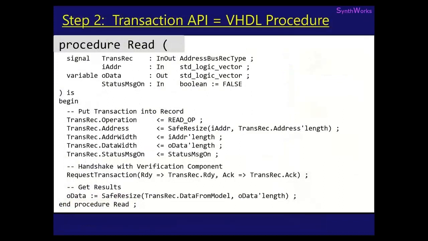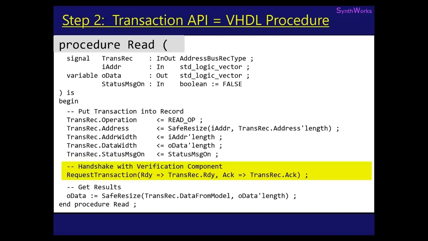The transaction API is a set of procedures that we call, okay? But they're not doing very much work. They're basically putting information into the record, and then they're signaling through this call to request transaction. They're signaling the verification component that, hey, I put something in a record. I put something out there for you to do. Go do it. And then this remains blocked until the verification component says it's done with whatever action we requested.